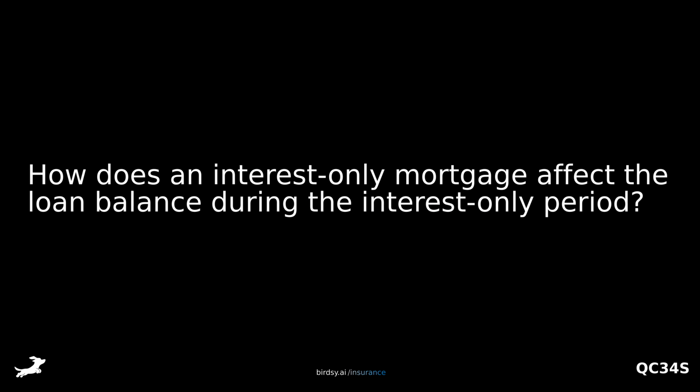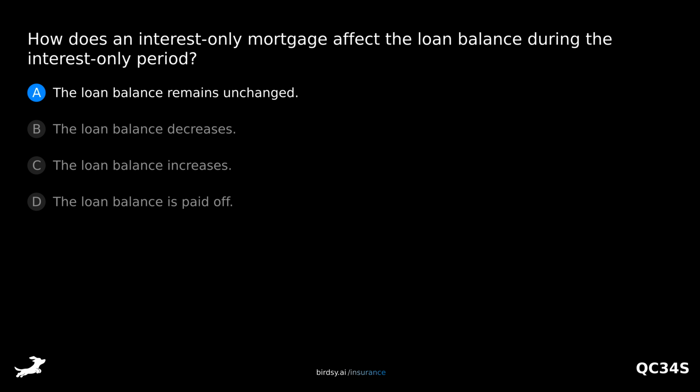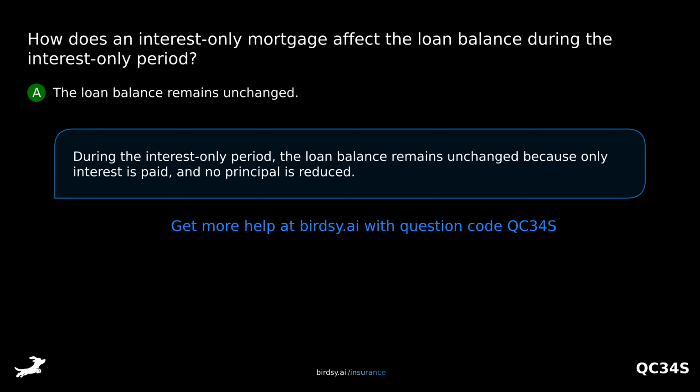How does an interest-only mortgage affect the loan balance during the interest-only period? Is it A. the loan balance remains unchanged, B. the loan balance decreases, C. the loan balance increases, or D. the loan balance is paid off? The answer is A. the loan balance remains unchanged. During the interest-only period, the loan balance remains unchanged because only interest is paid and no principal is reduced.